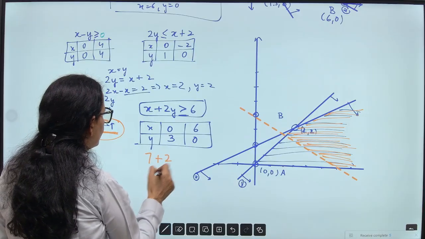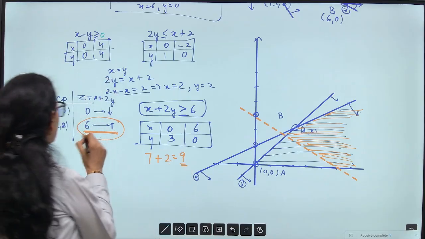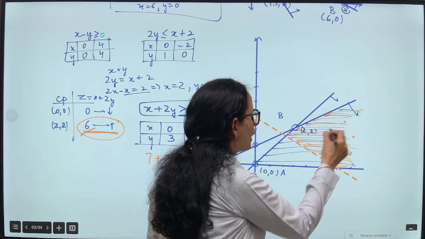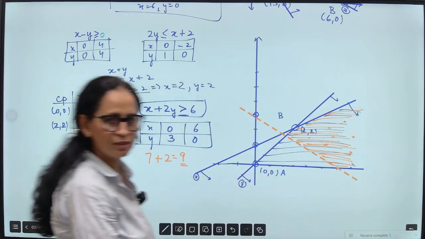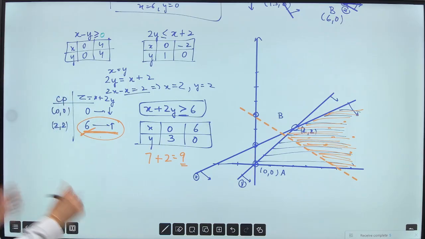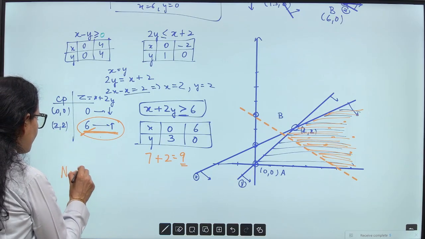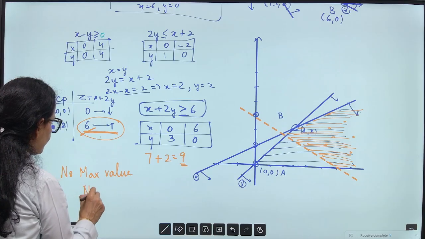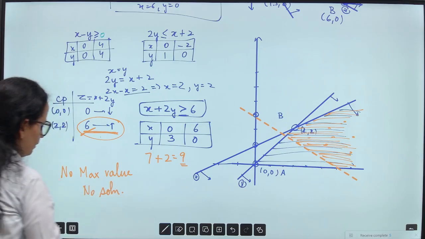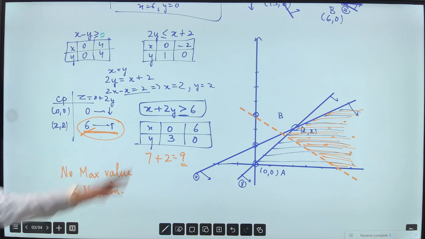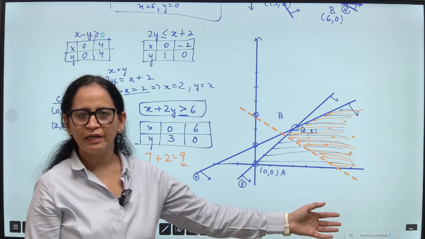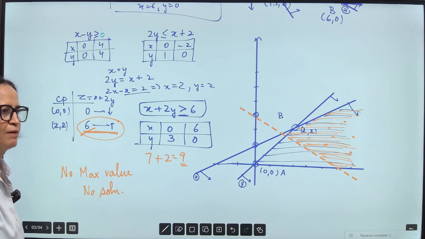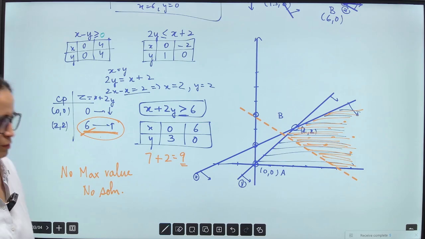7 plus 2 is going to give me a value of 9, which is for sure more than 6. So that means all the points in this feasible region are going to give me the maximum value for the objective function. So there is no solution. There is no maximum value that you can find out, and there is no solution for this linear programming problem. Understood? So this was very important. When the z line is coinciding or getting into the feasible region, there is no solution. Whether it is to be maximized or minimized, no solution at all, right?